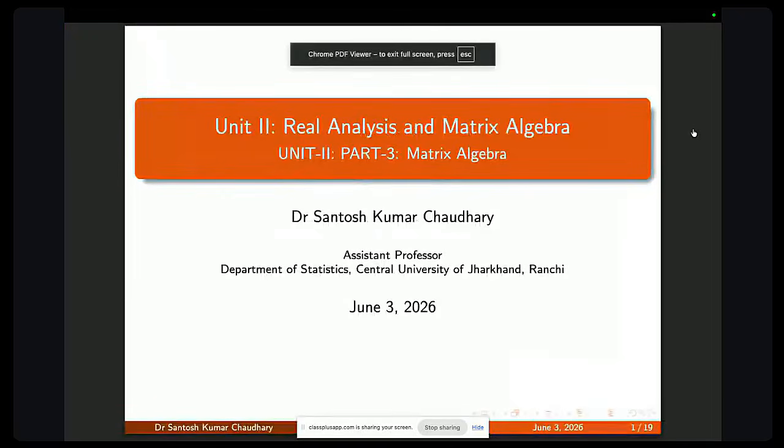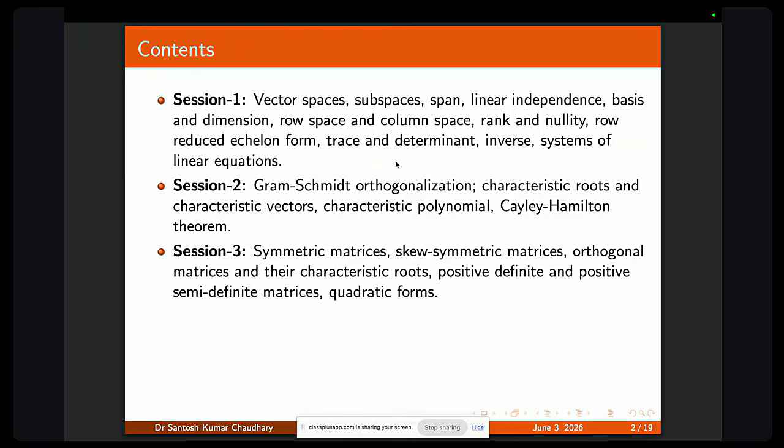So today I will be starting this reanalysis Unit 2 part, that is reanalysis and matrix algebra, and the part I have assigned is Part 3, that is matrix algebra. As you know about me, my name is Dr. Santosh Kumar Chaudhary. I'm currently Assistant Professor in the Department of Statistics, Central University of Jharkhand, Ranchi. So we will be discussing these 3 sessions.